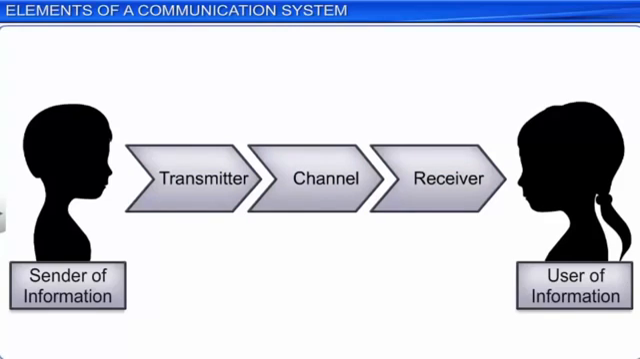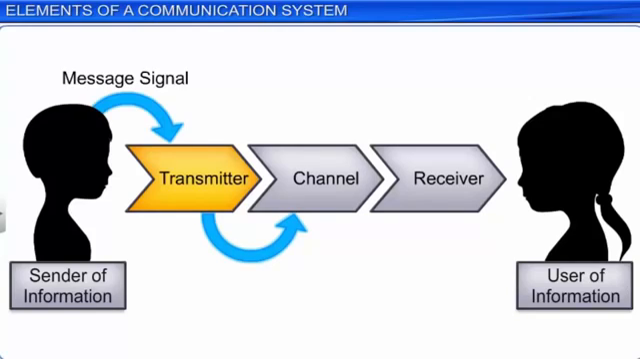Now, let us see how a communication system works. The sender of information sends a message signal to the transmitter. This signal can be in the form of voice, a written message, or any other form of data. Non-electrical message signals such as voice and text are converted into a suitable form to be transmitted through the channel and fed into the transmitter. The transmitter sends the signal to the channel. A channel may be a network of cables and wires or wireless information pathways through satellites.